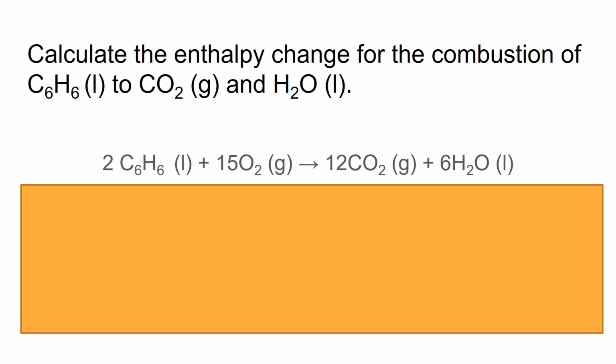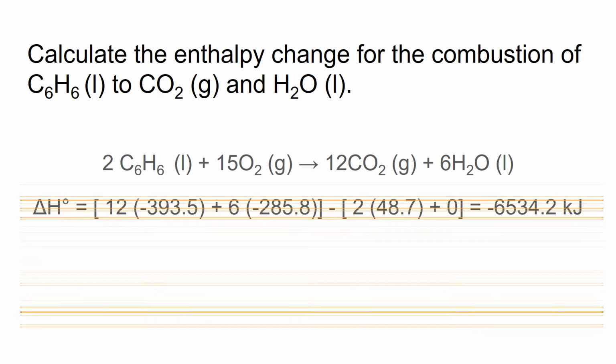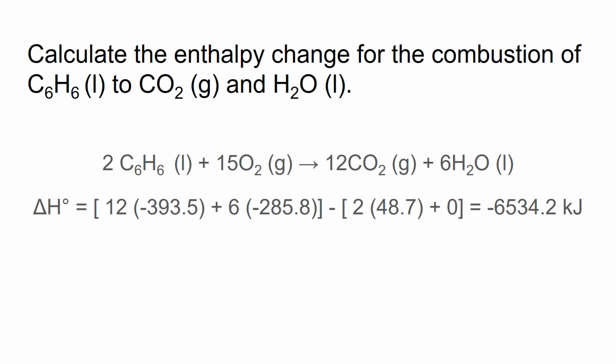So for this problem, remember, we do products minus reactants. So we're going to be doing 12 moles of CO2 plus 6 moles of water minus 2 moles of C6H6 plus 15 moles of oxygen. Now remember, heats of formation for elements are 0, so we're really not going to be using the oxygen in here. So you would have 12 times the CO2.